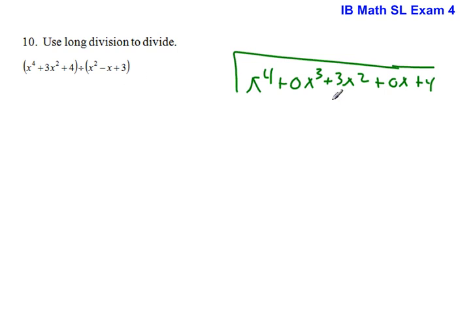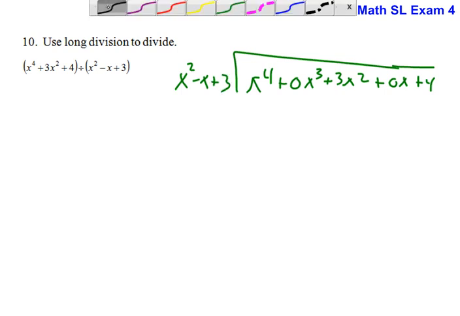This is called our dividend. Our divisor out here is going to be x squared minus x plus 3. If the divisor was missing something, it's not necessary to put these placeholder values, only inside of our dividend. So x squared minus x plus 3. All right, let's go to town on this.